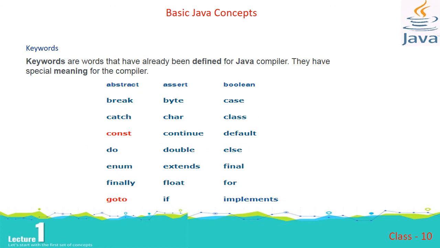Now what are keywords? Keywords are the words that have already been defined for the Java compiler. They have a special meaning for the compiler. These words are used in our program, and they convey a special meaning to the Java compiler.